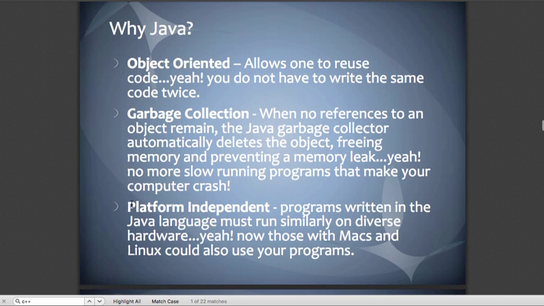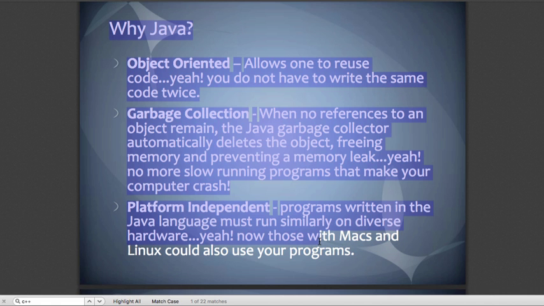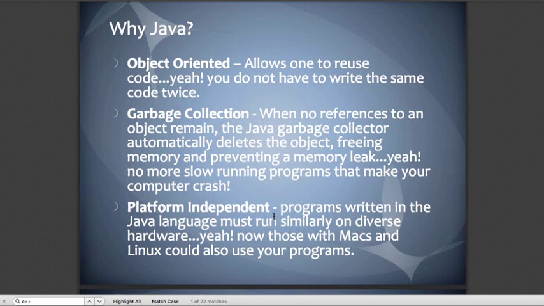Java also became popular because it was platform independent. It compiles things differently than regular compilers because it uses something called a virtual machine. This means that you could write one program and have it run on everyone's computer, whether it be a Mac or a Linux machine or a Windows machine.